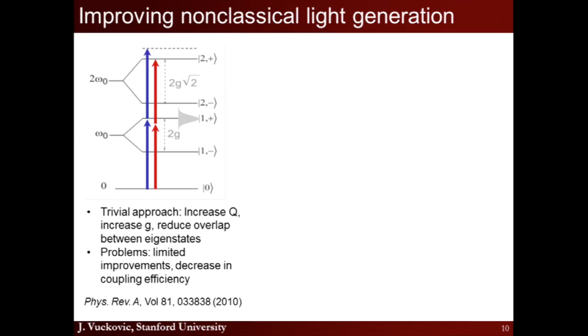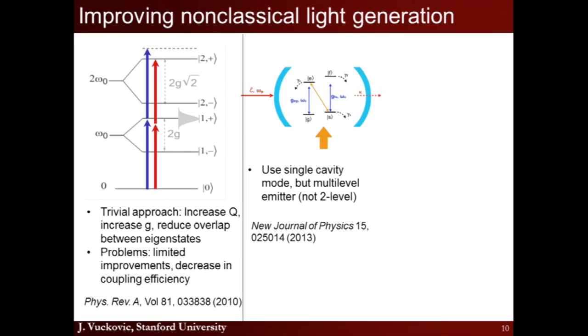So instead of doing this, we decided to start a couple of different approaches. Click. In this case, we can generate higher quality non-classical light without really requiring to improve cavity Q factor or the coupling strength. And the 2 approaches that we're studying at the moment rely on using a single cavity with multi-level emitter. So not really a 2-level emitter as we had in the past, but instead a 4-level emitter as outlined here. And click.